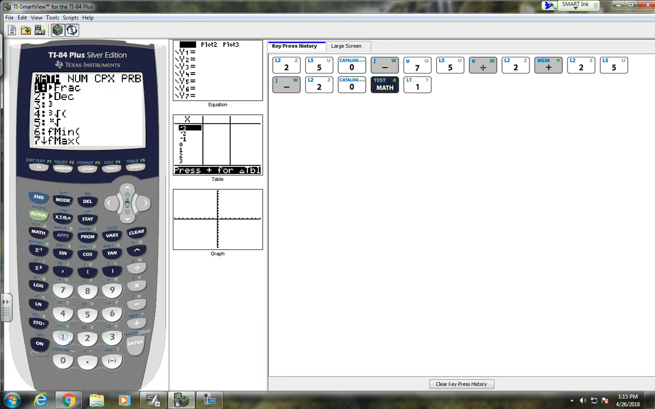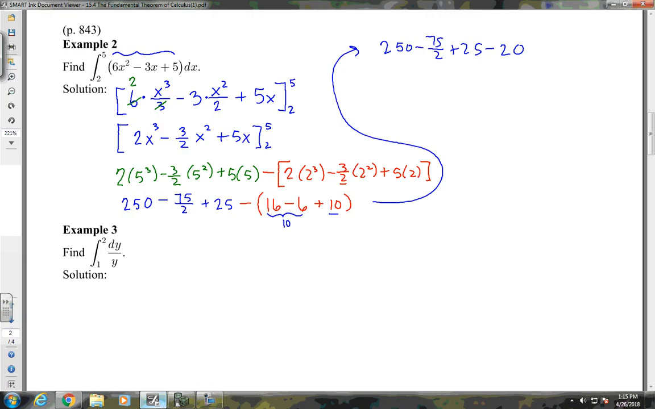And I'm expecting the result to be a fraction, so I'm going to go ahead and have my calculator turn it into a fraction. You just press your math button and choose number 1 fraction. And we end up with 435 over 2. So the final result, 435 over 2.